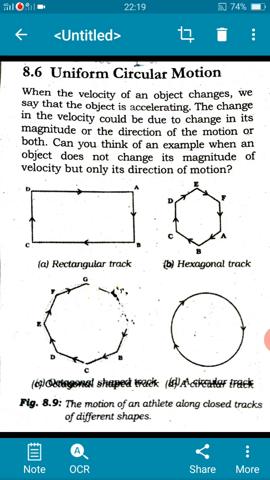And the motion of the athlete moving along a circular path is an example of accelerated motion. Clear to you? Why accelerated motion? Because even though the speed remains the same, there is a change in direction. You know that then there is a change in velocity. Whenever there is a change in velocity, there is an acceleration. So we can say that the motion of any object along a circular path is an example of accelerated motion. Is that clear to you?